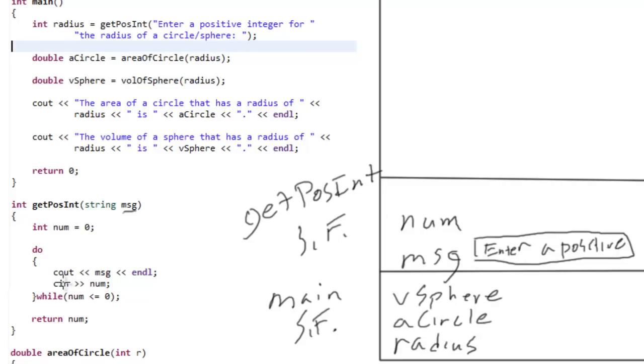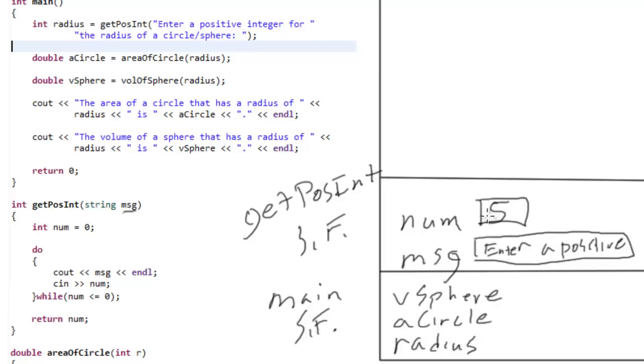Whenever we execute this do while loop, we'll have cout and then "Enter a positive integer for radius of a circle sphere". Now, if they enter a positive number, then we'll get kicked out of the do while loop, and we'll simply return num. We'll assume that they enter the value of 5 here for num. When they input that value of 5, it gets stored into the variable num.